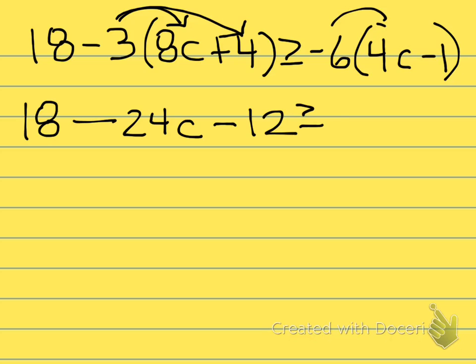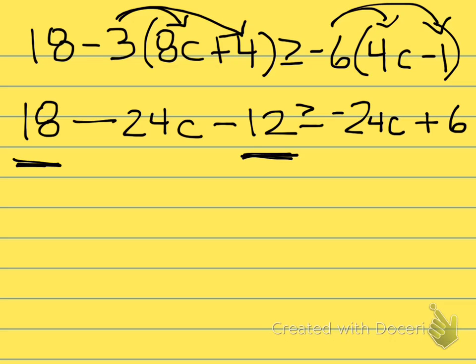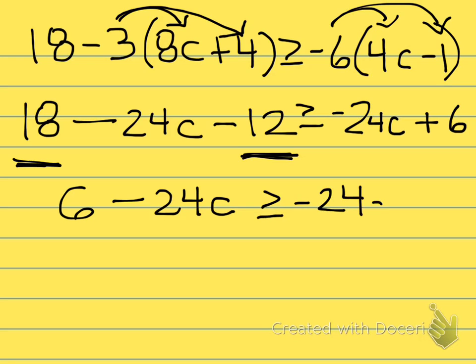Bring down the symbol, and I do the distributive property on the other side. And again, I'm distributing a negative, so I'm left with negative 24c plus 6 because I had two negatives there. Now I need to combine like terms. I can combine the 18 and the 12 because they're both on the same side and they're both numbers, so I just go left to right, 18 minus 12, which gives me 6. And I can't do anything else on either side, so I'm going to bring the variables together.